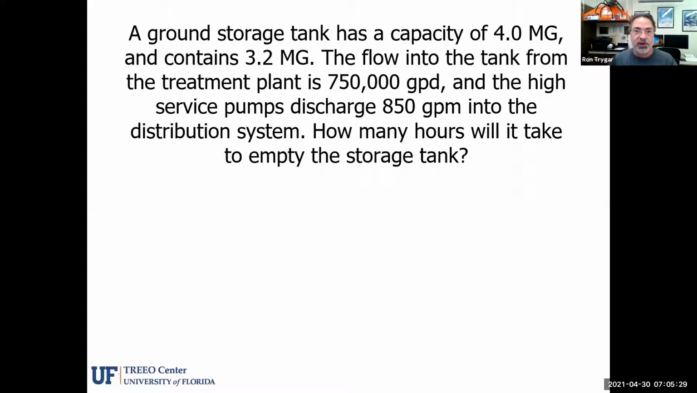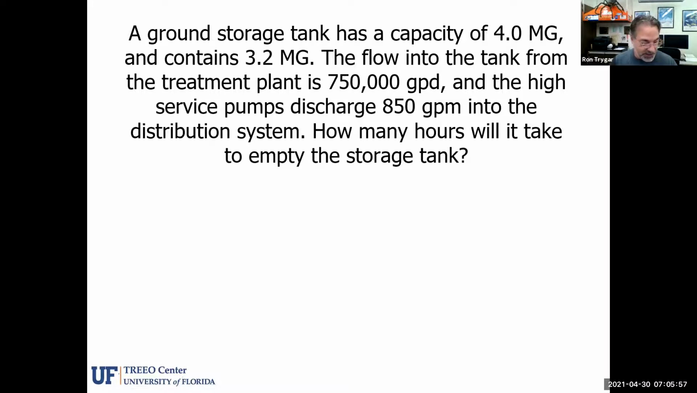Okay, a lot more words, and we're getting more tricky here. A ground storage tank has a capacity of 4 million gallons, but it contains 3.2 million gallons. The flow into the tank from the treatment plant is 750,000 gallons per day, and the high service pumps discharge 850 gallons per minute into the distribution system. How many hours will it take to empty the storage tank?